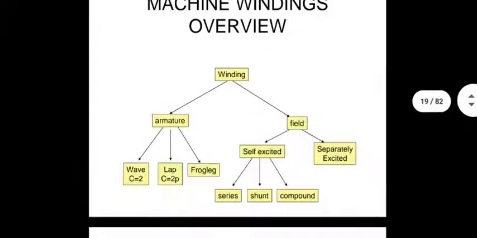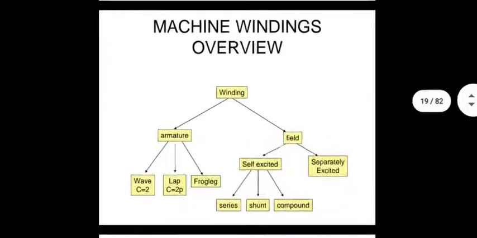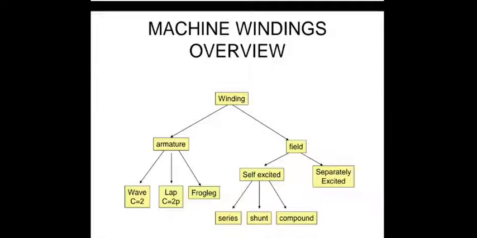There's a lot of possibilities in terms of how to connect windings with each other. And I was telling you all this last time also. Only thing is I missed frog leg, which I'm not going to talk about anyway. The field windings can be separately excited by using an external DC source, or they can be self-excited, which means you will be using the DC voltage produced by the generator itself. And the connection can be in series with the armature winding, in shunt with the armature winding, or partially in series and partially in shunt, which means compounded.